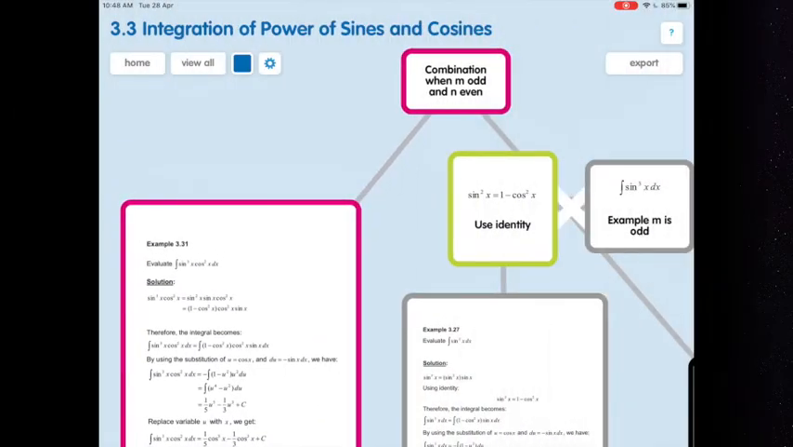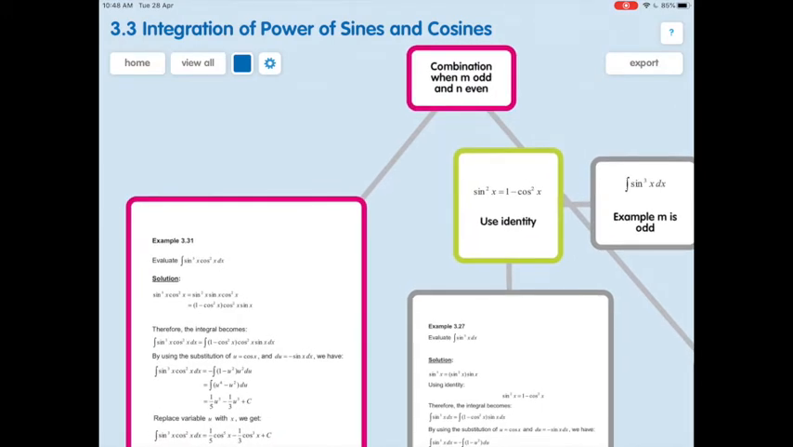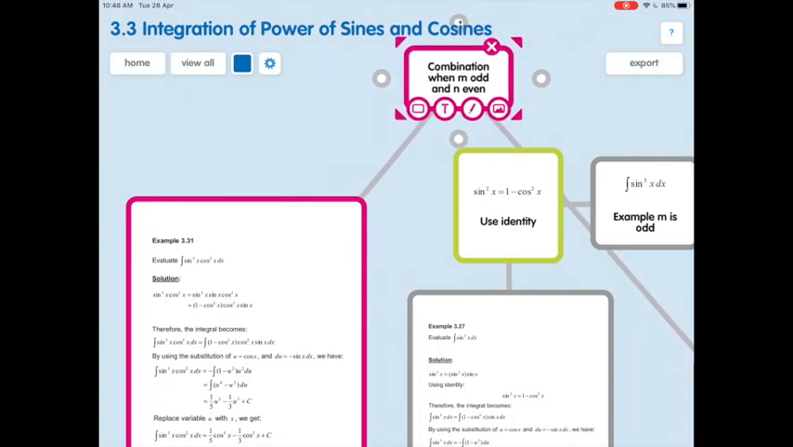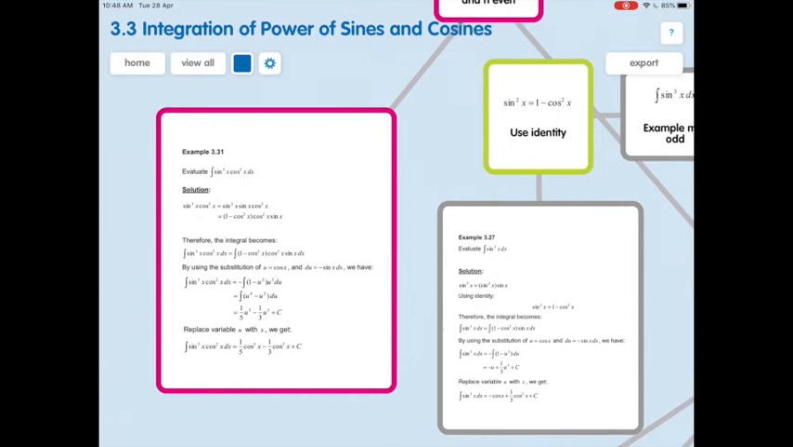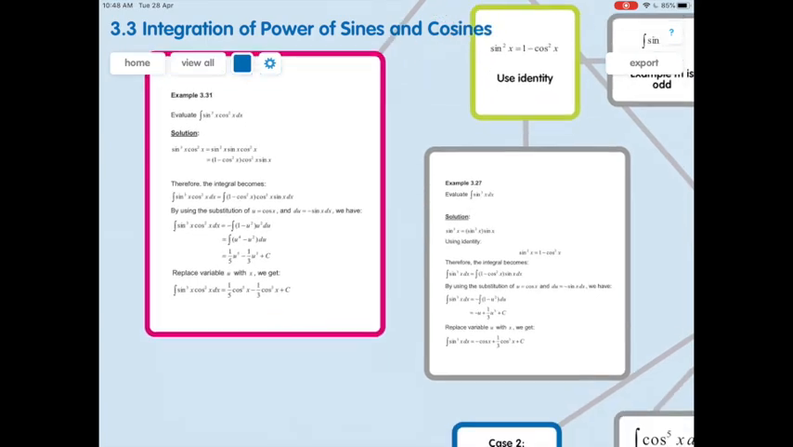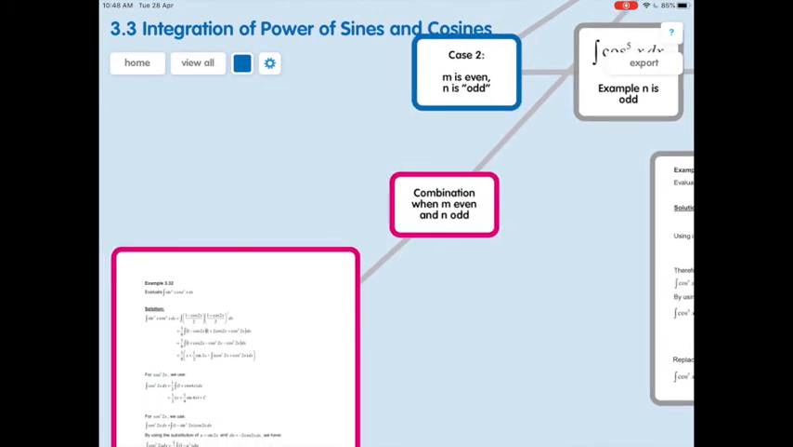Okay, this is another thing that I want to share with you. It is what will happen if there is a combination when m is odd and n is even. So how to solve this? We're going to look into this example later on.